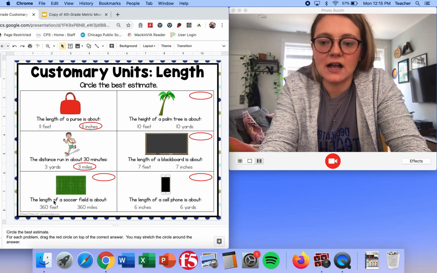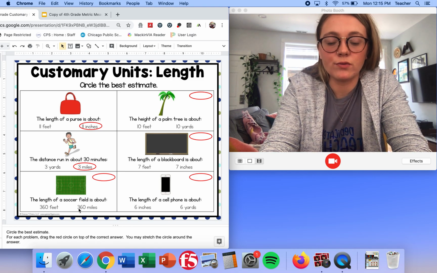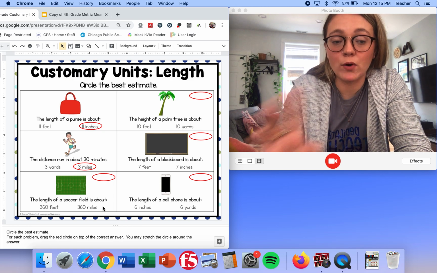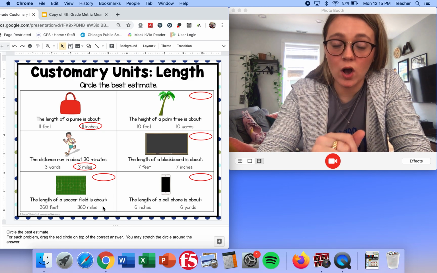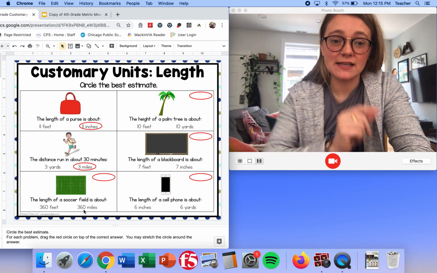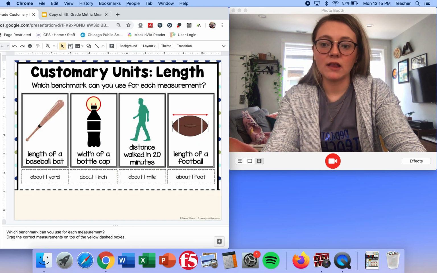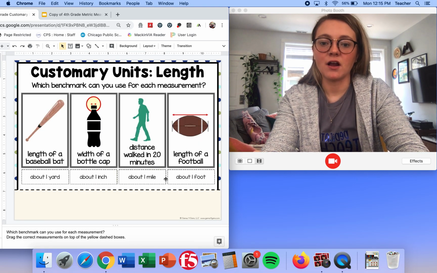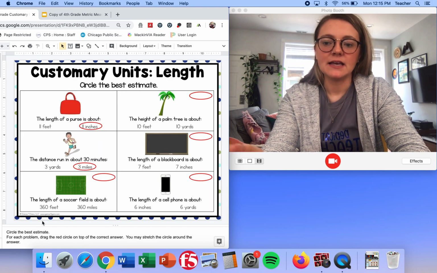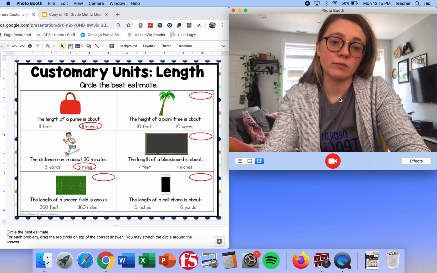The length of a soccer field, do we think it's 360 feet or 360 miles? Remember, 1 mile takes you 20 minutes to walk. So is it going to be 360 times 20? Is that how long it would take you to walk across a football field? Or is it more likely, remember we measure our feet in footballs, is it about 360 footballs lined up? Which one makes more sense?